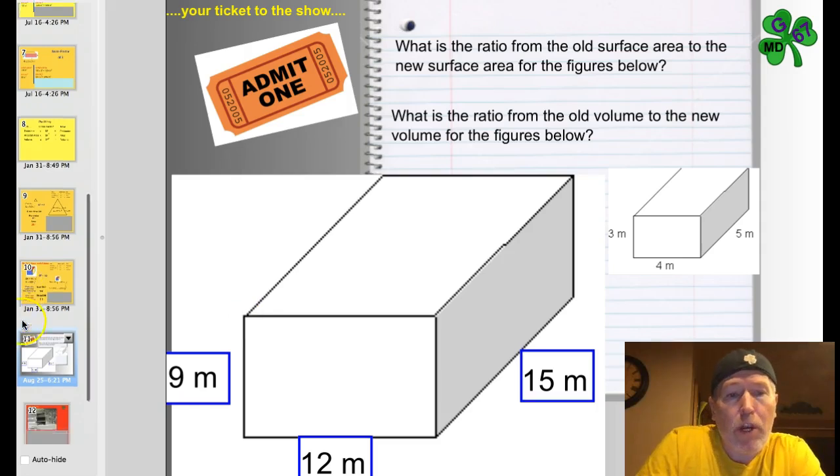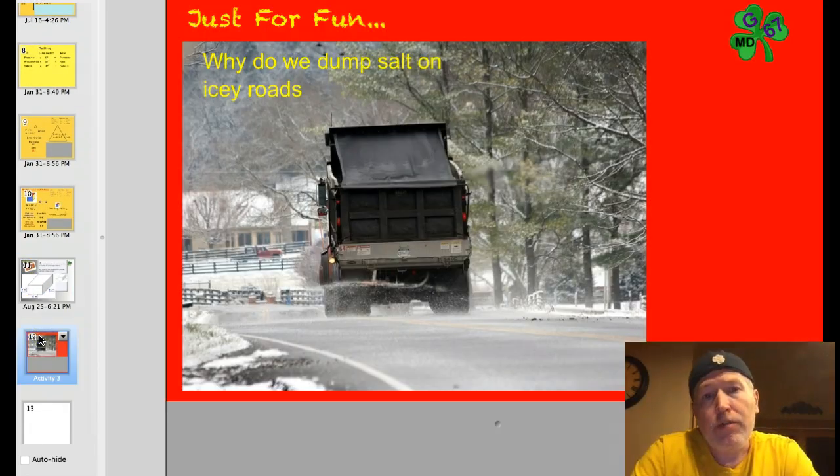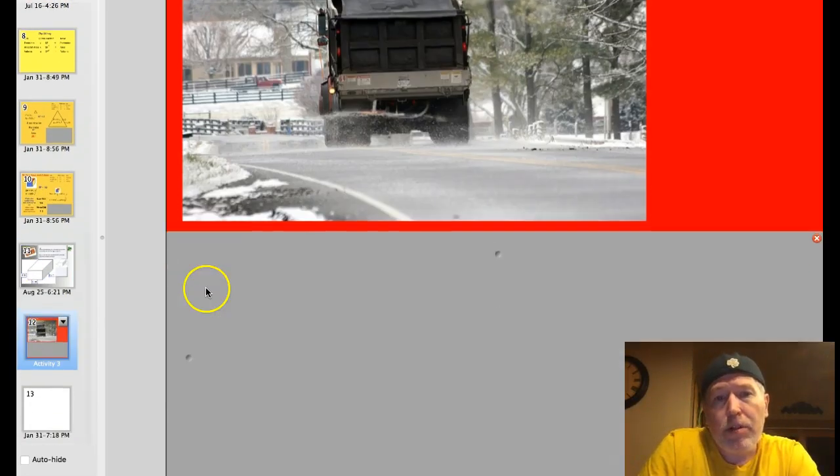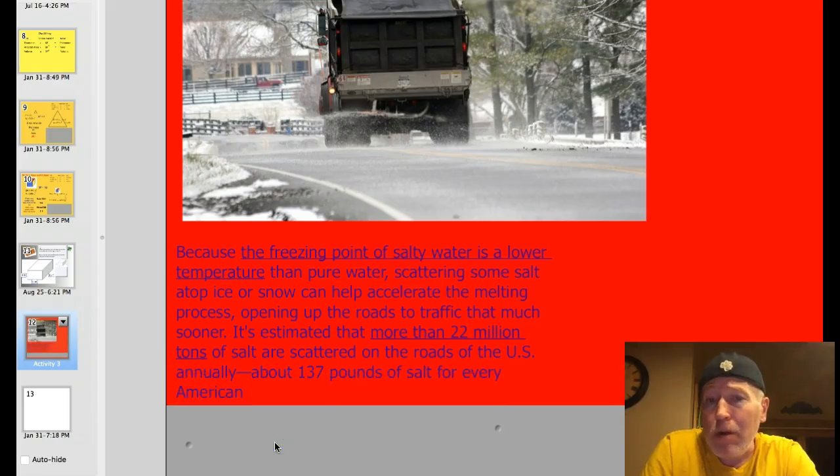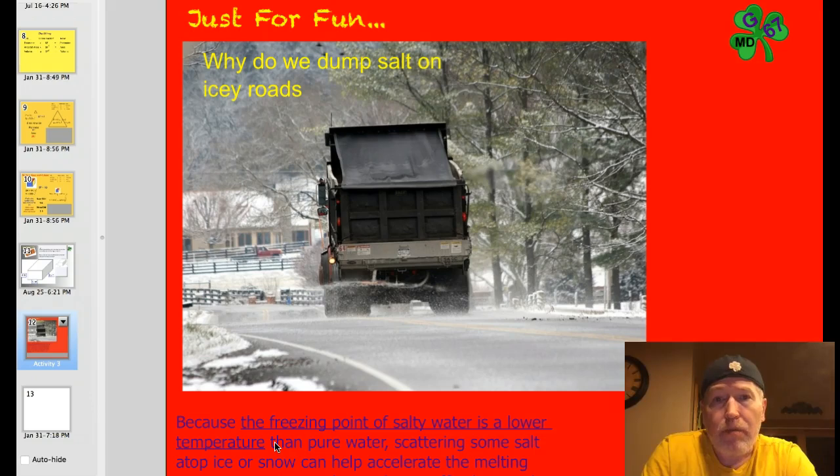Time for the just for fun question. Just for fun, why do we dump salt on the roads in the winter? Well, because the freezing point of salty water is lower than pure water. So scattering some salt on top of the icy road accelerates the melting process and opens the road up. Do you know that we put down more than 22 million tons of salt on our roads? That's about 137 pounds of salt for every American. Yikes. That's some salty information.